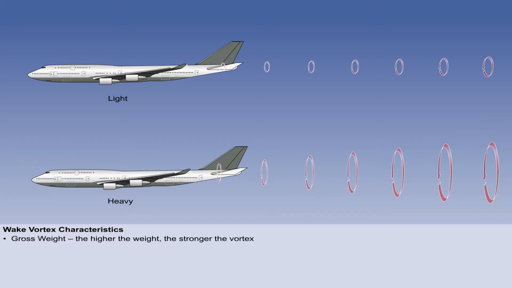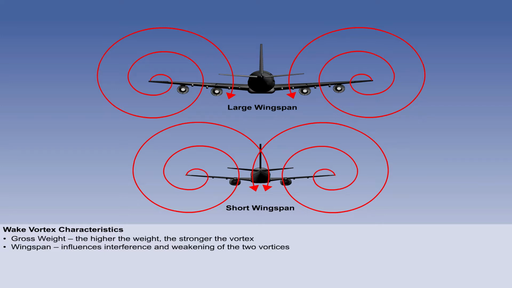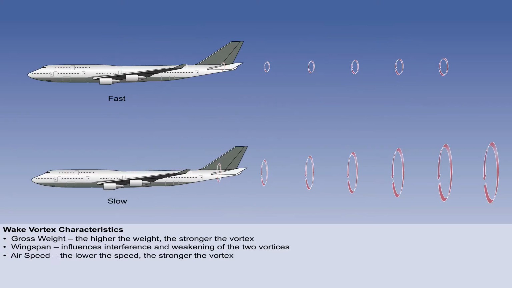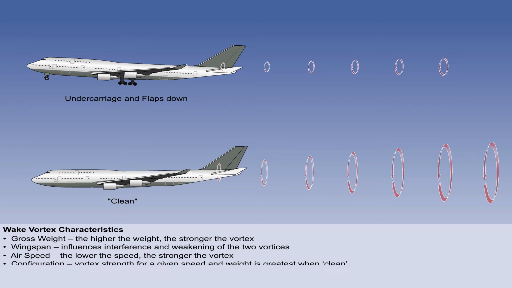The characteristics of the vortices are determined by the following aspects of the generating aircraft. First, the gross weight. The higher the weight, the stronger the vortices. A shorter wingspan will cause interference between the two vortices, which weakens them. As speed is reduced and the lift coefficient is correspondingly increased, the vortices will strengthen. At any given speed or weight, the lowering of gear and flaps will decrease vortex strength.